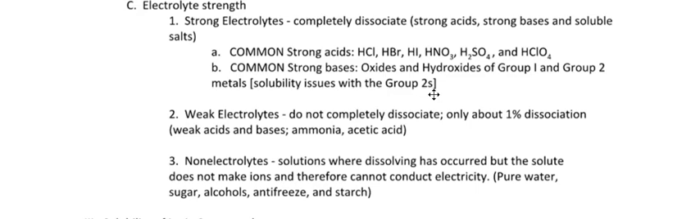A weak electrolyte will not completely dissociate, only about 1% dissociation. So those are your weak acids and bases, ammonia, acetic acid. If they're not in the big 6 acids, all the other acids out there would fall under a weak electrolyte. Non-electrolytes are your covalent substances that are not acids. Dissolving occurs, but the solute does not make ions and cannot conduct electricity. So pure water, your sugar will not, your alcohol will not, antifreeze and starch will not.